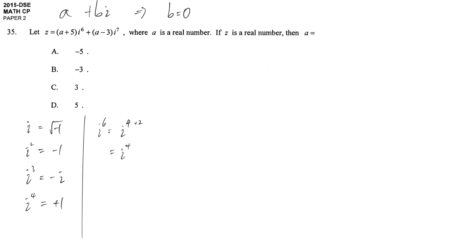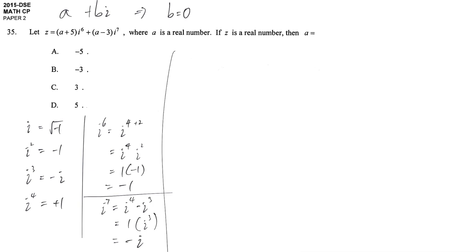That means i to the power 4 times i to the power 2. i to the power 4 is 1, and then i to the power of 2 is -1. So we have -1. i to the power 6 simply means -1. For a similar reason, i to the power 7 is i to the power 4 times i to the power 3. It gives you 1 times i to the power 3. That means -i.